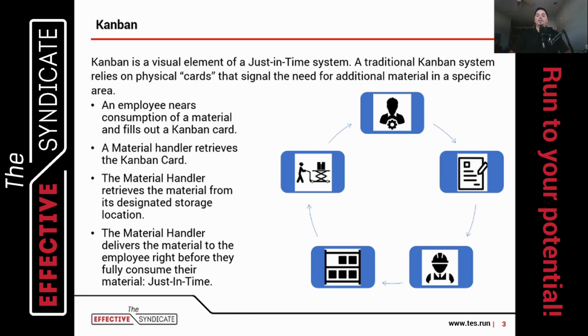So the general flow of this is that an employee will near consumption of material at their process. They'll fill out a Kanban card and put it in some location where a material handler is able to retrieve that card. It's then the material handler's responsibility to retrieve that material from its designated storage location and bring that back to the employee, back to the location where the material was about to run out. So the idea here is that as we are consuming material, we're bringing it back just in time.